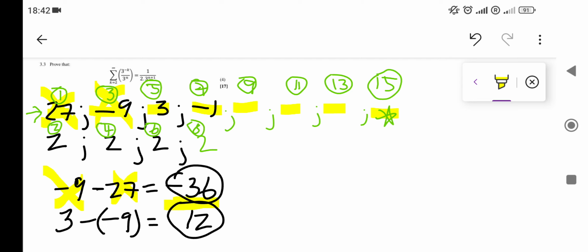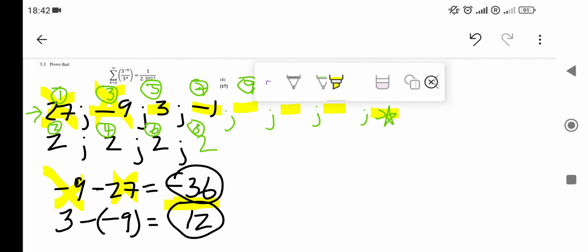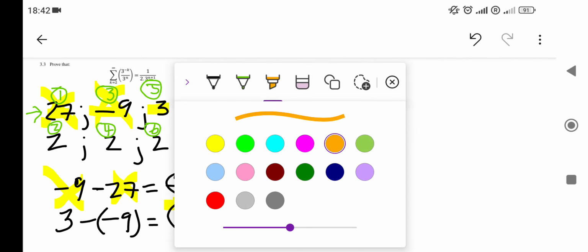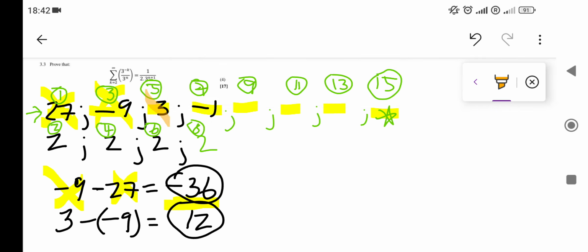Okay, then I went to the next consecutive values. Let's just change the color quickly for us. So then I took the next consecutive value. So I took the 3, and I subtracted the minus 9. And that gave me this value over here. So my differences are these two values.